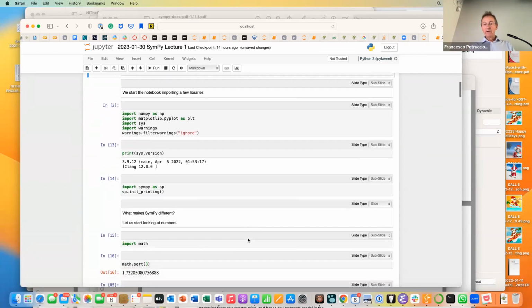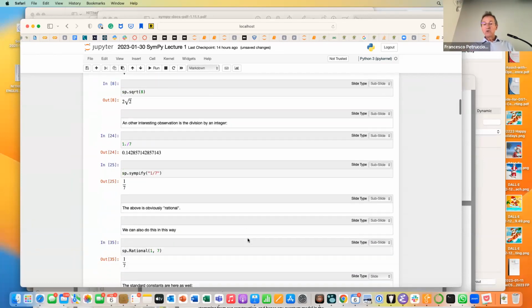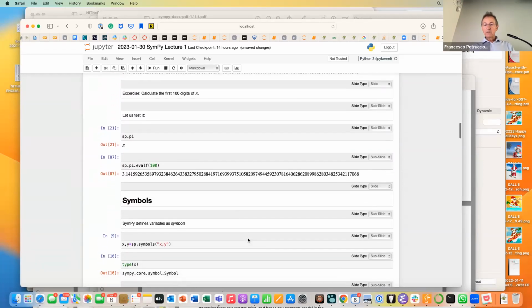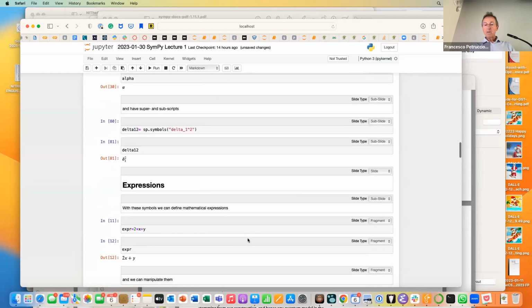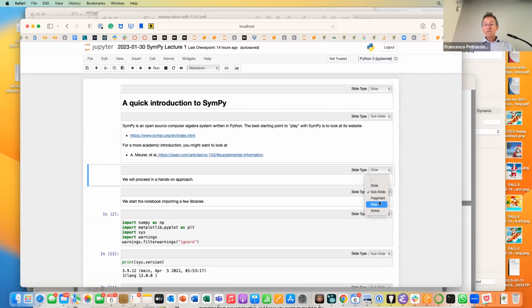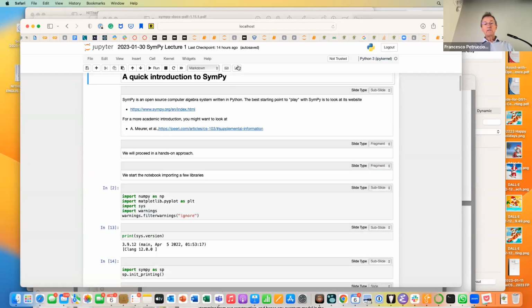If I do the contrary, where is it? I have some fragments. Let me show you here. Let's assume I make this a fragment. I don't want to skip it, I want it as a fragment. What will be the difference? Or let's do both as fragments. So I have a slide, a sub slide, and two fragments. What will happen? Let's see.